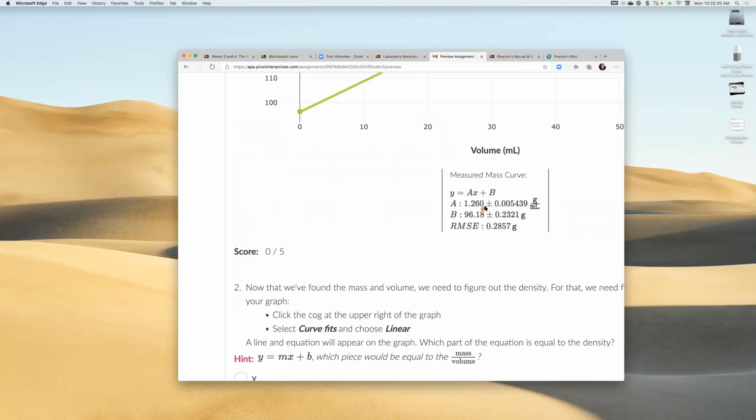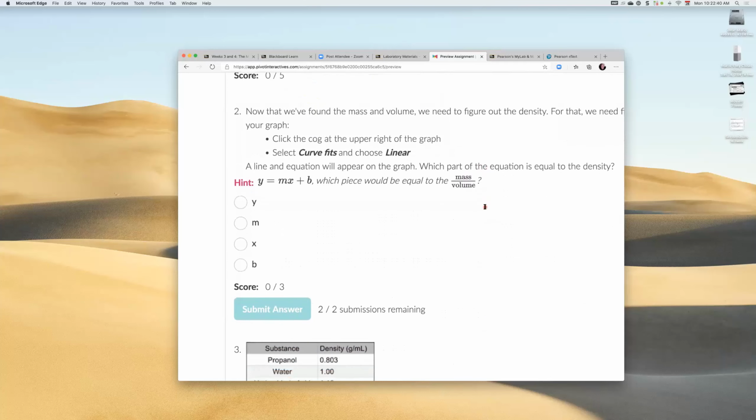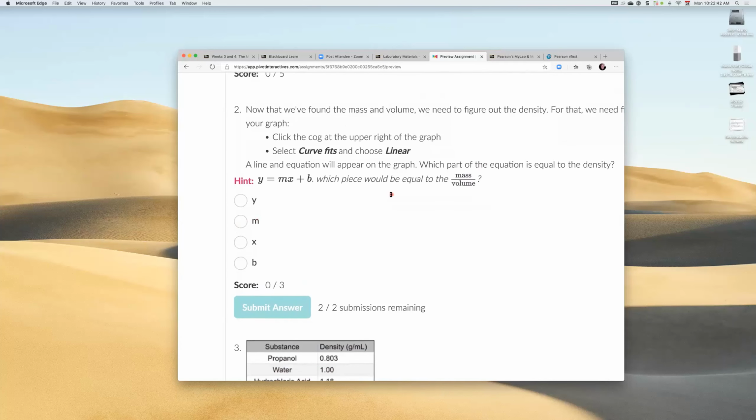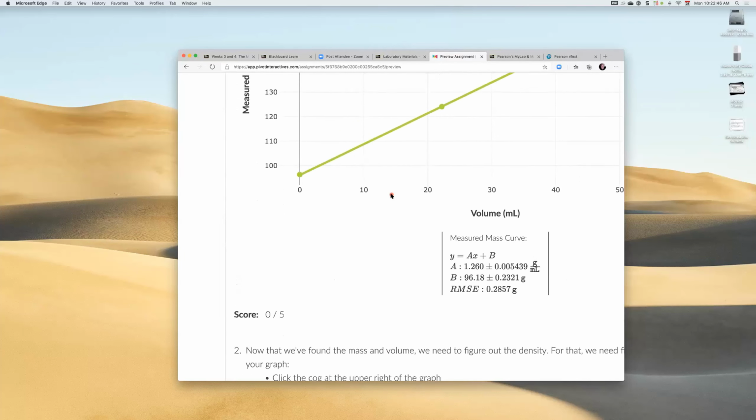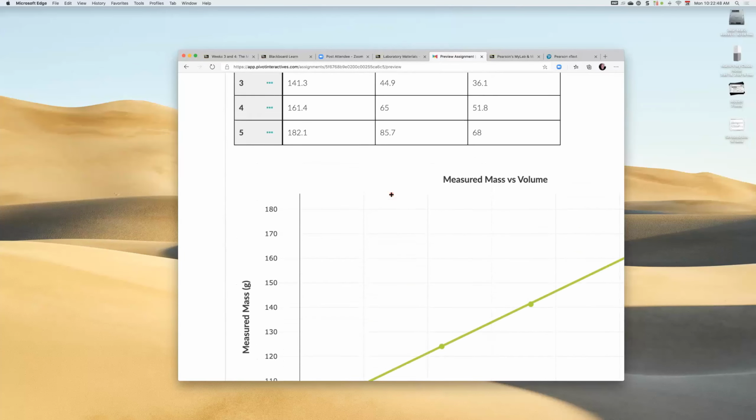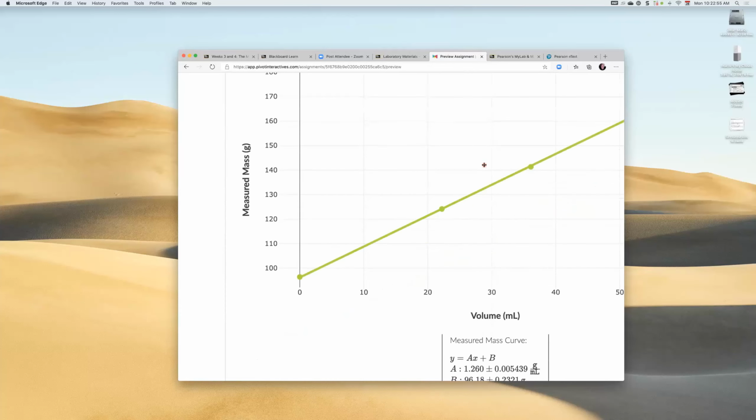M. So the slope, m. Yes. So the slope of the curve is gonna give you the density of this liquid, which is gonna be the same number that you would have calculated by dividing this number by that number or this number by that number, except that this is using algebra.